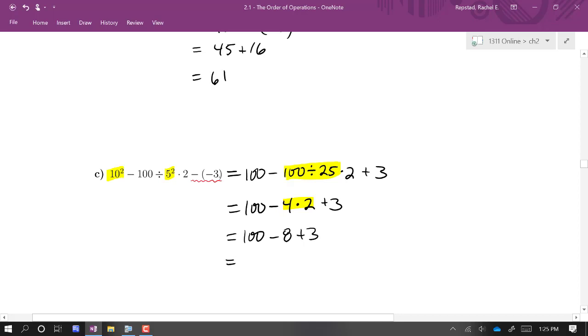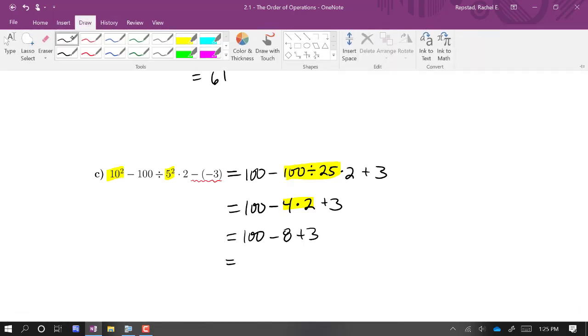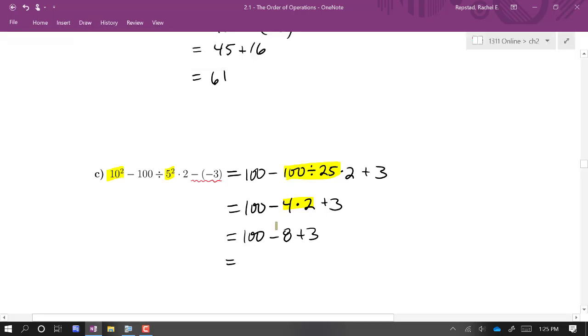Now we'll do, let's see, addition and subtraction as they appear left to right, which means first I'm going to do that subtraction. 100 minus 8 is 92. And then we're going to add 3 to get 95. And that's the end of that one.